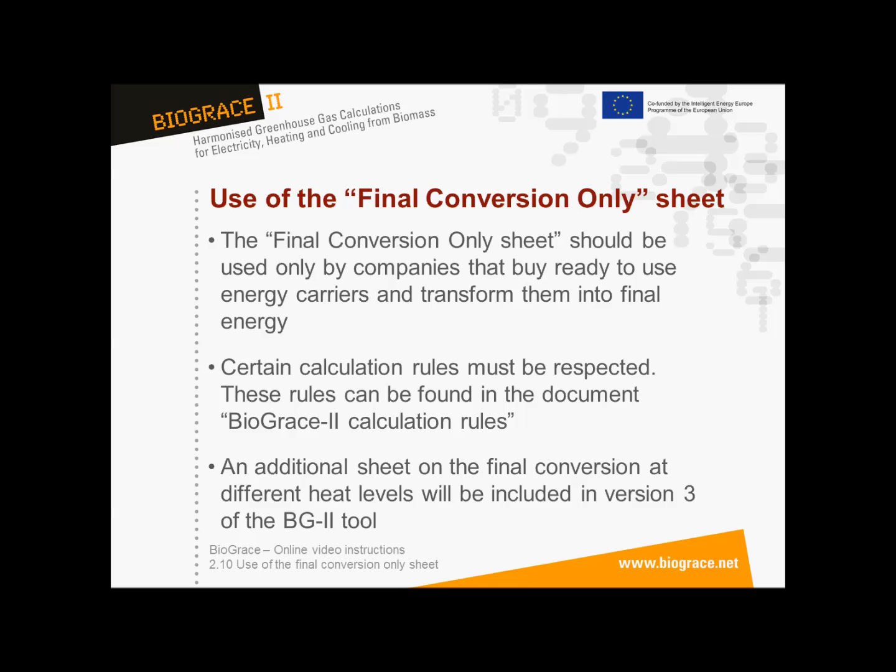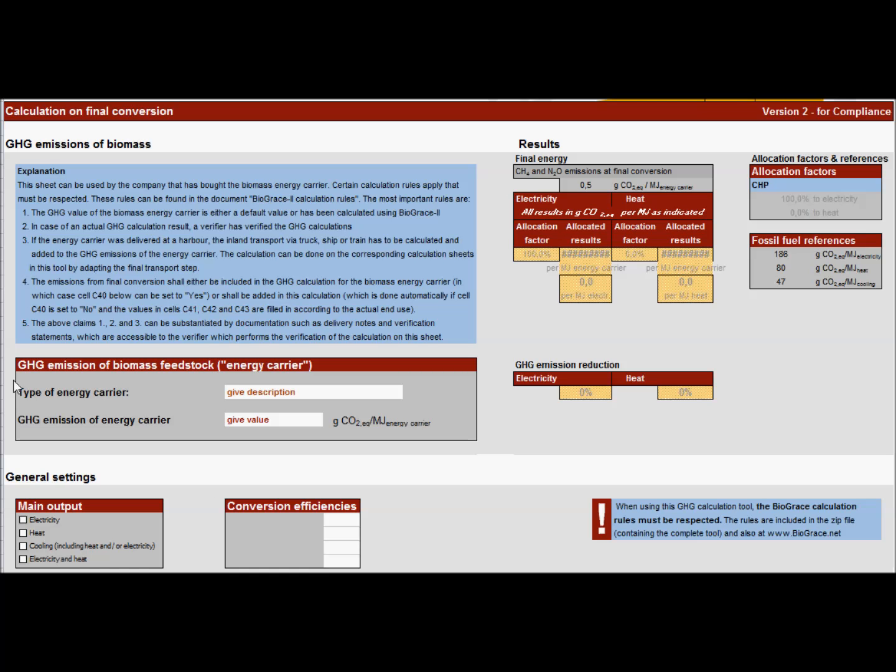To make you aware, in version 3 of the BioGrace II tool, an additional sheet will be included to calculate the final conversion when working with different heat levels. Let us look into the Excel tool to see what steps have to be applied.